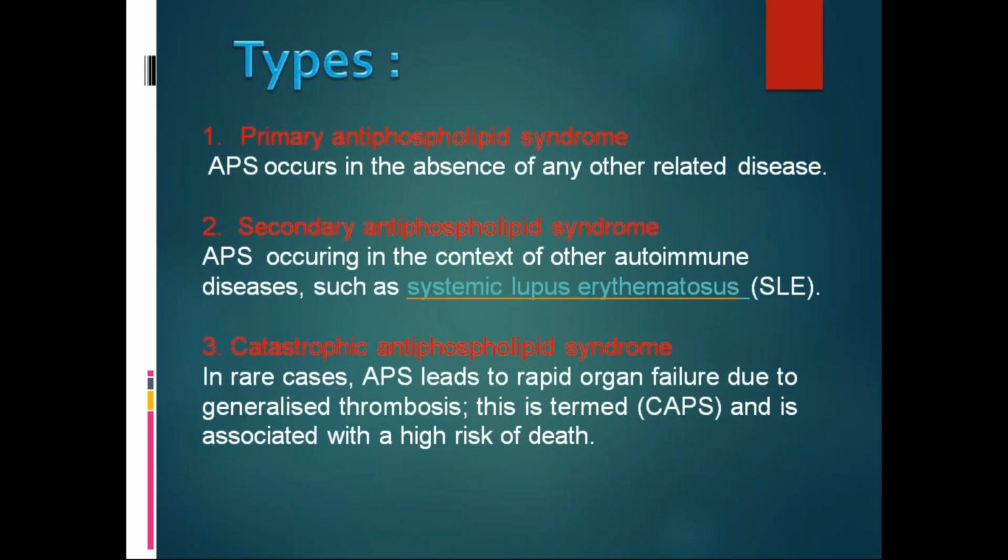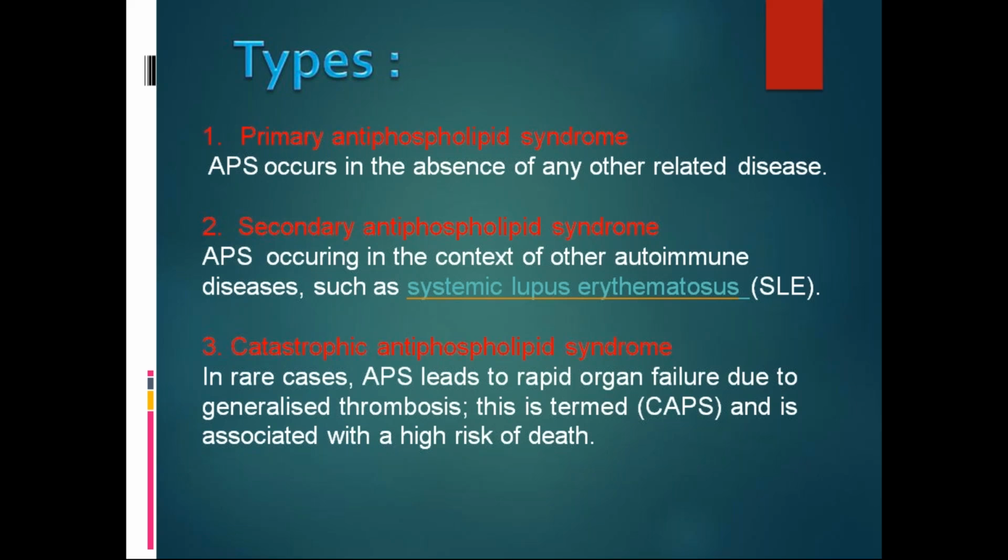There are three basic types of antiphospholipid syndrome: primary, secondary, and catastrophic. Whenever I use APS, you must know that it is antiphospholipid syndrome. Primary APS occurs in the absence of any other related disease. It just happens because of the development of autoantibodies against the plasma membranes. Secondary antiphospholipid syndrome occurs in the context of other autoimmune diseases such as systemic lupus erythematosus; it coexists with other autoimmune diseases. And catastrophic antiphospholipid syndrome: in rare cases, it leads to rapid organ failure due to generalized thrombosis.